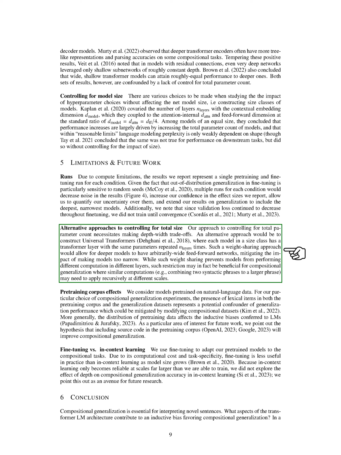An alternative approach to controlling for total size would be to construct universal transformers, where each model in a size class has a transformer layer with the same parameters repeated multiple times. This would allow for deeper models to have arbitrarily wide feed-forward networks, mitigating the impact of making models too narrow.